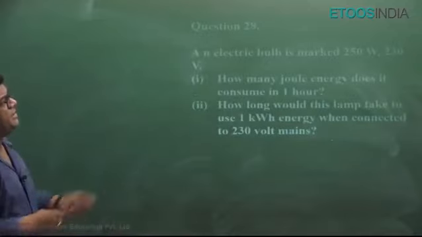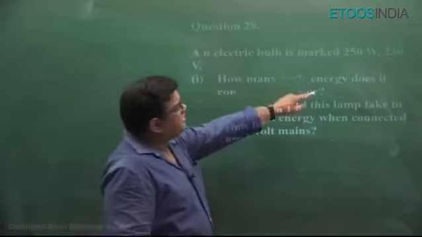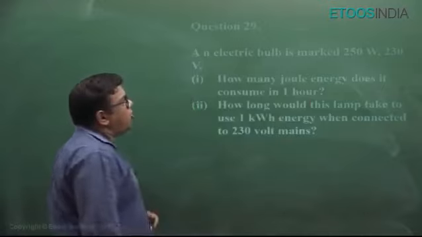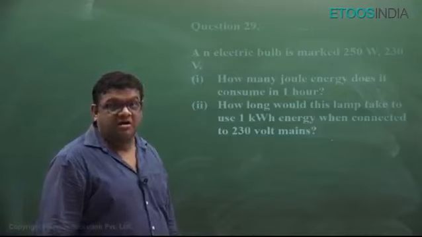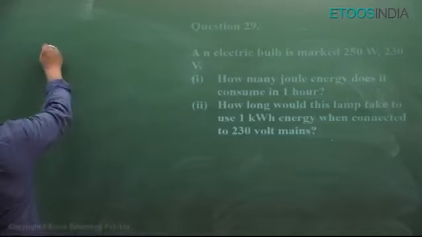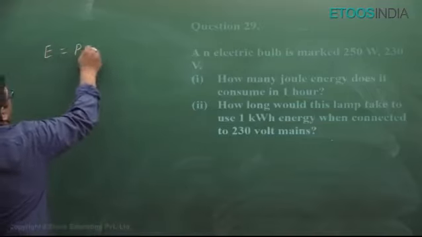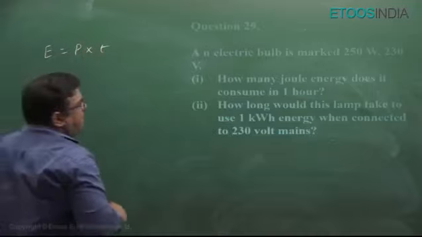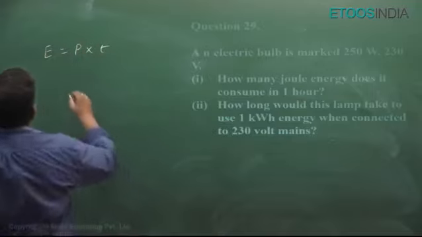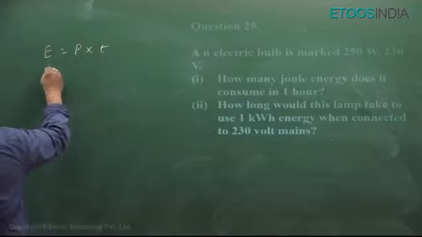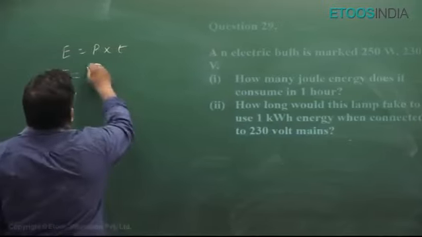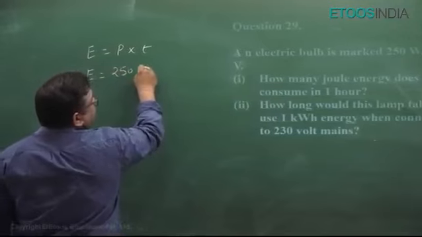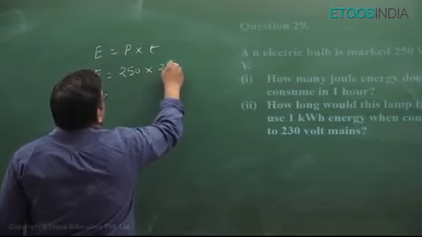An electric bulb is marked 250 watts and 230 volts. How many joules of energy does it consume in 1 hour? Okay, so we know that energy is equal to power into time. Now the energy will be equal to, what is power given here? 250 into 230.